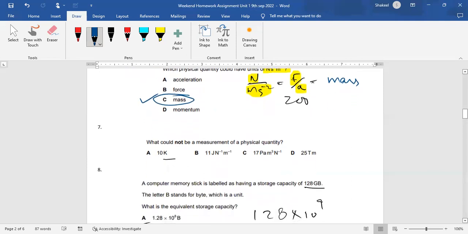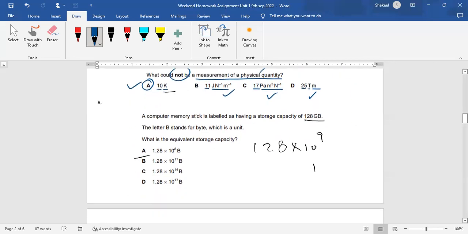Then what could not be the measurement of a physical quantity? For measurement of a physical quantity, a value plus unit is required. So in the option A, it is 10K. K is not the unit, so this is your answer, because over here 11 is the value, this is the unit, 17 the value, this is the unit, 25 is the value, T is the prefix, and M is the unit. So all other are correct, and he was saying not true. So A option is not true because there is no unit in that. So that means it's not the physical quantity.